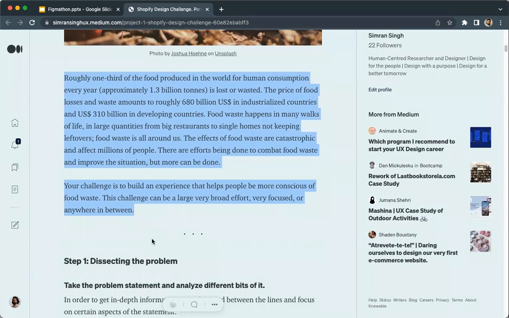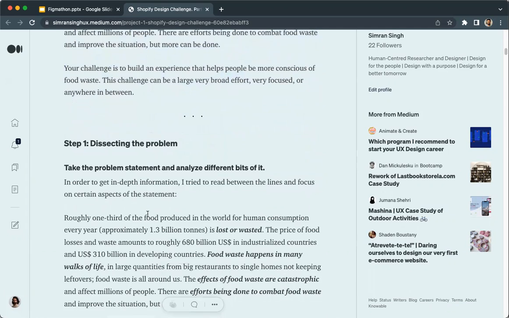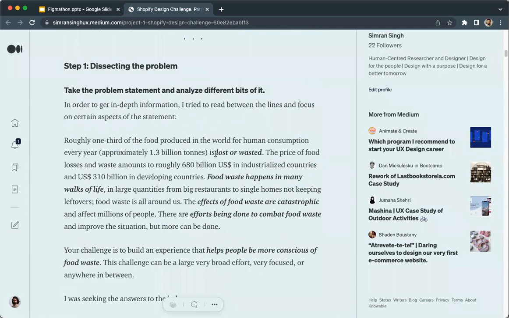And as I read through it, I need to really dissect what they are saying, what this prompt looks like. You might not have this big a prompt, but I really read between the lines and see what the prompt says, and see how I have dissected it. I have questions like: lost or wasted in many walks of life, the effects of food waste are catastrophic. I was like, okay, what do you mean by food loss versus what do you mean by food waste? It happens in many walks of life. What are the different walks of life that it happens in? The effects of food waste are catastrophic, and what are the effects of the food waste?